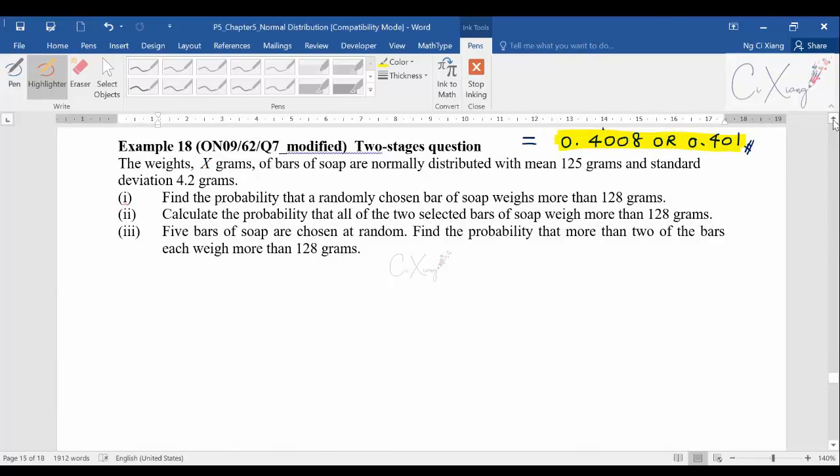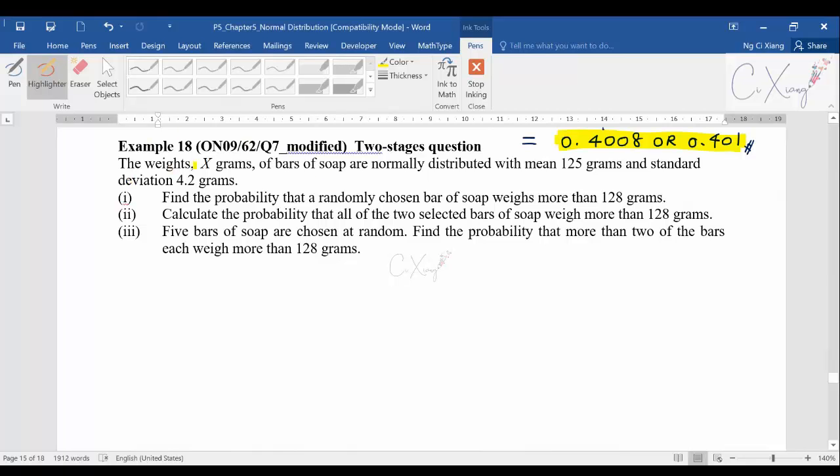Okay, so sometimes they will also include two-stage questions by using binomial and normal. That's why when we introduce this part, a lot of students find that the question becomes a bit more complicated already. Okay? Right, so we can have a look here.